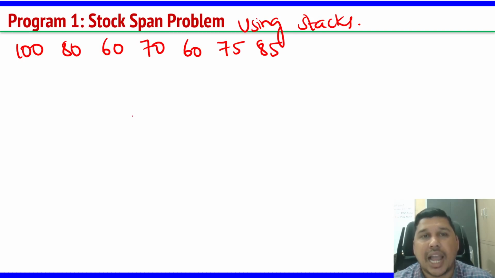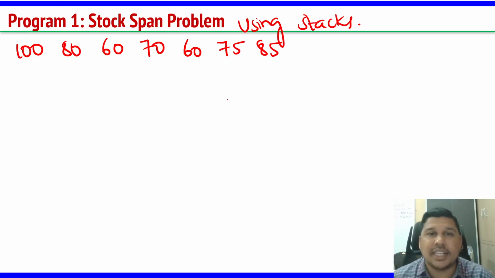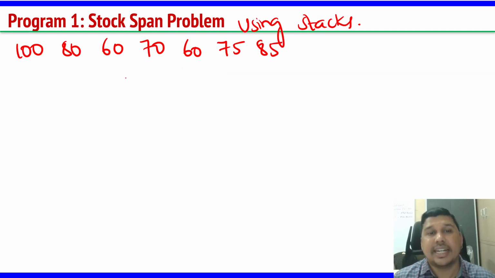What I have to do? I have to find out the span of each day. If you see, in the array based solution which we discussed just now, we are comparing in the reverse direction. From 85 I'm beginning, going in the back direction. It means, which data structure where you can play with the reverse? It is stack.